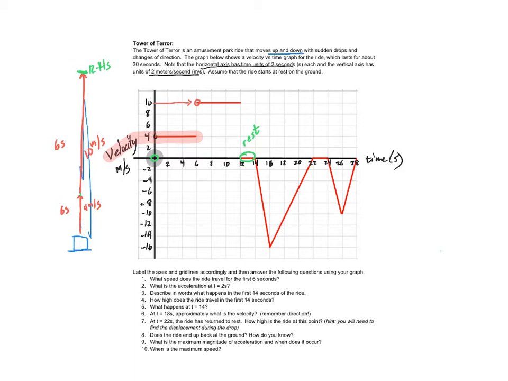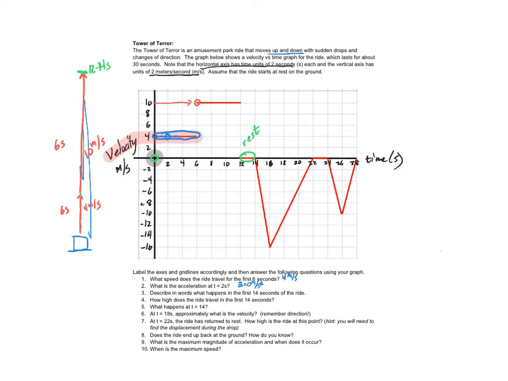The first question is, what speed does the ride travel for the first 6 seconds? So that's this guy right here. And we already said it's going 4 meters per second. And what is the acceleration at 2 seconds? Acceleration, remember, depends on the change in velocity. And right here, the velocity is the same for the whole first 6 seconds. So if the velocity is the same, then the acceleration is 0 meters per second squared, because the velocity is not changing, and acceleration defines a change in velocity.